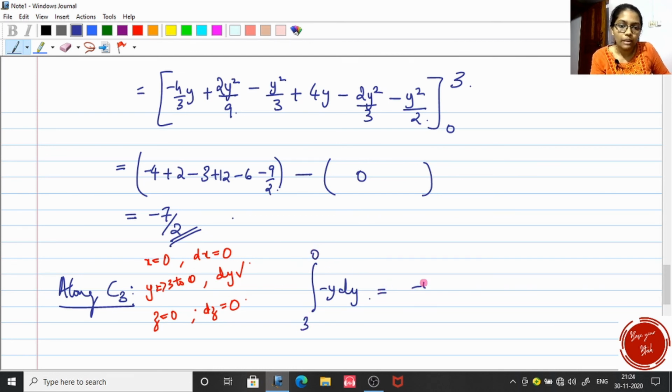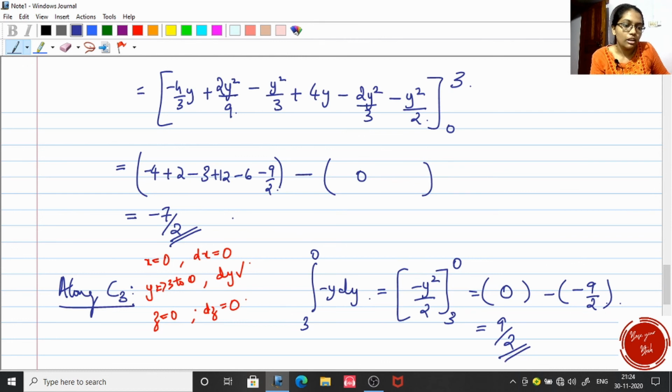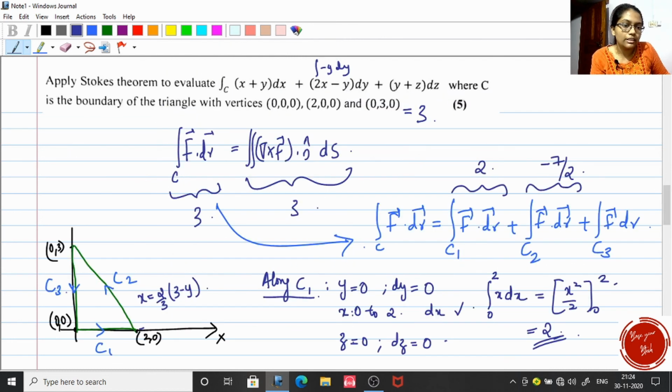So it is minus y square by 2 in the limits 3 to 0, upper limit minus lower limit. Upper limit is 0, lower limit is minus 3 square by 2, which is minus 9 by 2, and the value is 9 by 2. Okay. Now, we are ready with the answers. This is 9 by 2.